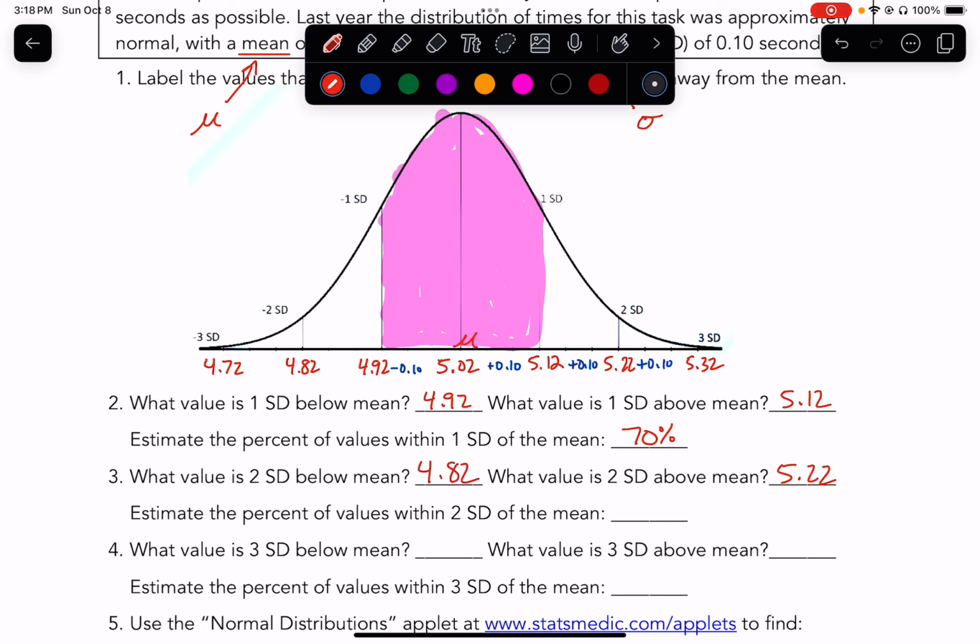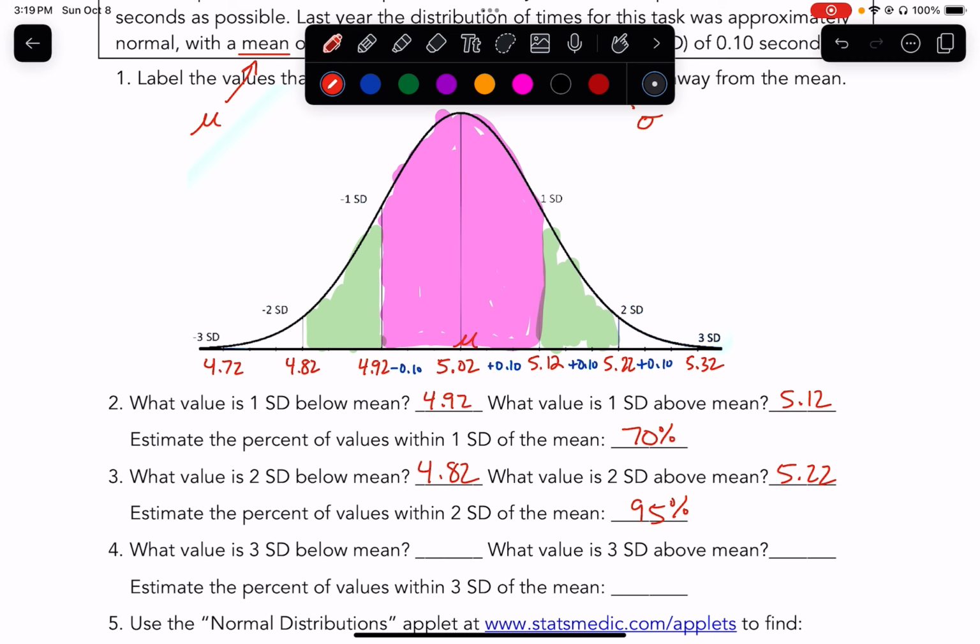And then it says estimate the percentage within 2 standard deviations. So now it's that pink stuff plus all this green area in here. Now we're adding in all the way out to 2 standard deviations. And that looks like a lot of our data, right? There's a very little bit down here, very little bit down here. That looks pretty darn close to most of it, so probably 90, 95%, somewhere in there. Again, we're just estimating right now, so let's say 95%.